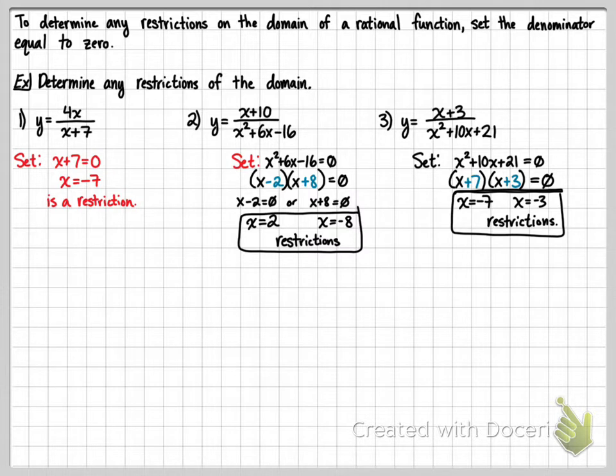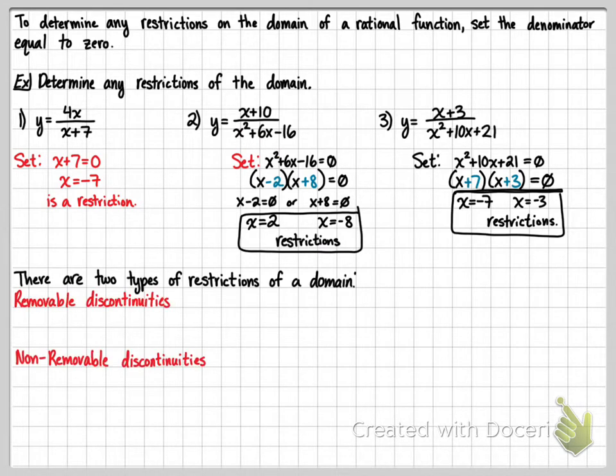Again, this just means that if you plug in a -7 to x here, if you plug in a -3 to x here, it's going to make the denominator equal to 0. And same thing here with 2 and with -8. So talking about restrictions, there are two types of restrictions of a domain. We have either removable discontinuities or non-removable discontinuities. Those are the two types of restrictions of a domain.